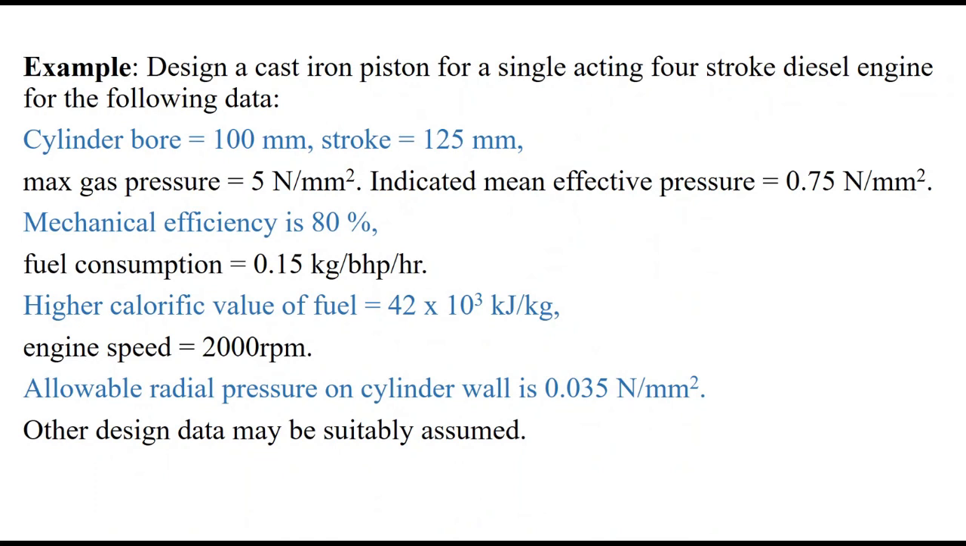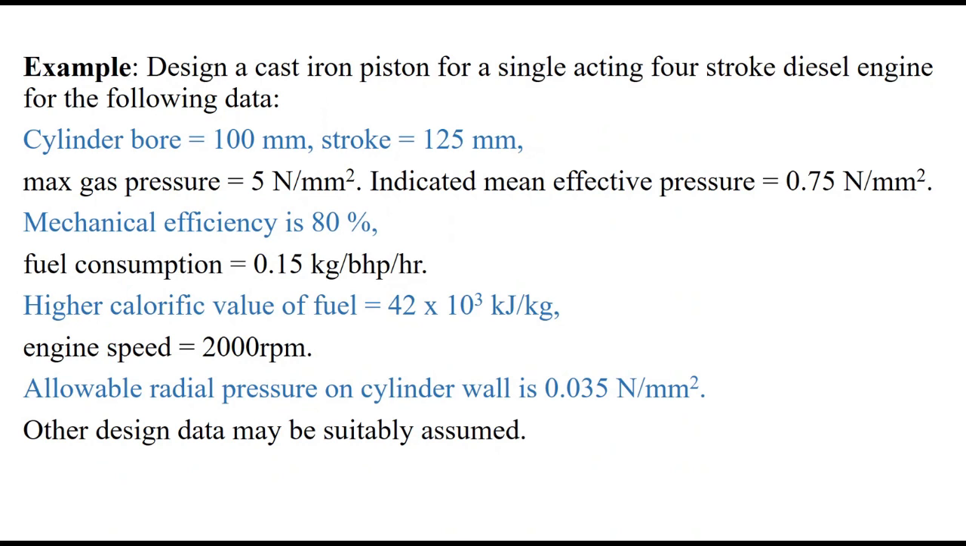Cylinder bore 100 millimeter, that means the diameter of the cylinder is 100 millimeter, then stroke length is 125 millimeter. That means while the piston travels from TDC to BDC, it covers a length of 125 millimeter. That means your cylinder bore is around 10 centimeter wide and the length is 12.5 centimeter roughly.